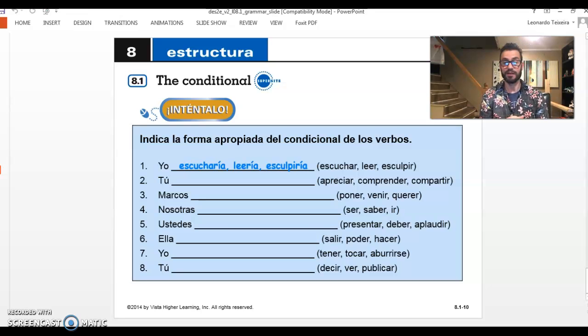So I'm going to assign you some work from the book, okay? And then we're going to have later on next week some activities and a Flipgrid, so you get a chance to talk about the conditional tense in a project that I'm really excited about.